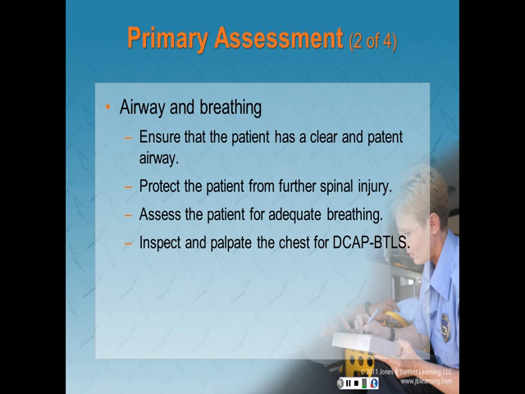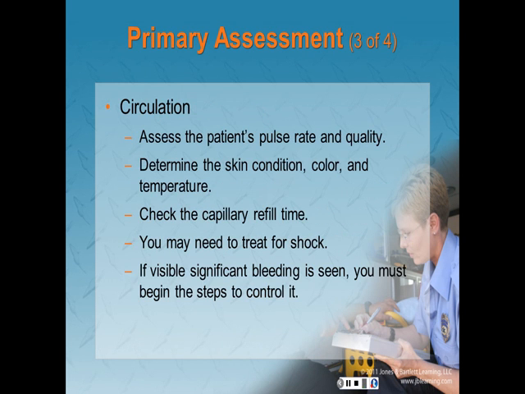Assess airway and breathing. Ensure that the patient has a clear and patent airway. Because trauma was involved, protect the patient from further spinal injury by preventing the head and torso from moving. Assess the patient for adequate breathing. Inspect and palpate the chest wall for DCAP-BTLS. Open, soft tissue injuries of the face and neck have a potential to interfere with the effectiveness of airway and breathing, and you need to evaluate whether your patient's voice and speaking ability is present.